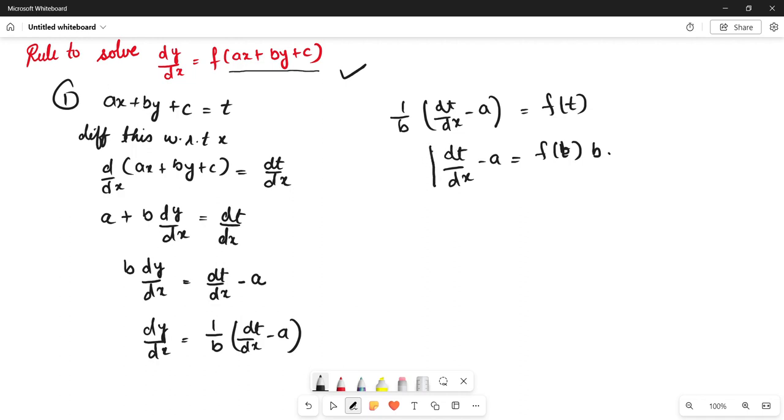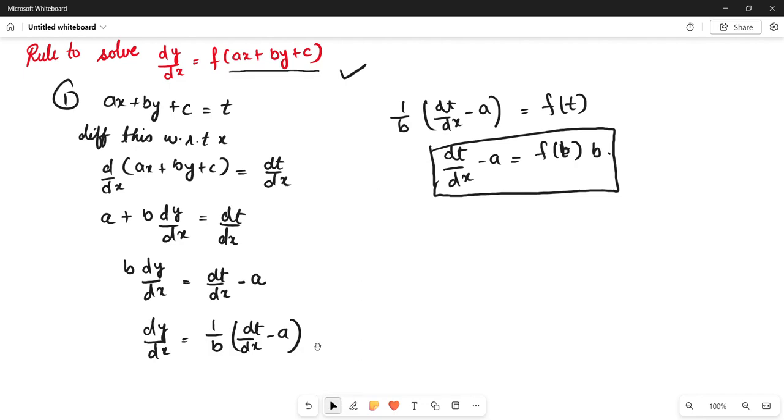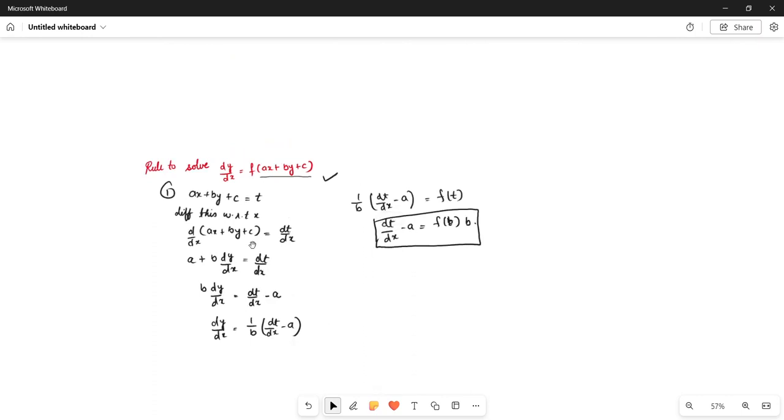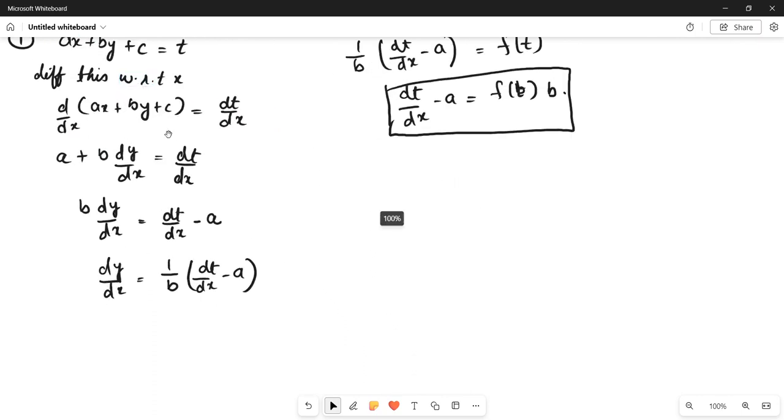Now you have to solve this simple differential equation, either by using the variable separable method or whatever method is possible, and we will get a solution. Now let us see how you can solve this type of equation. Have a look at one question.